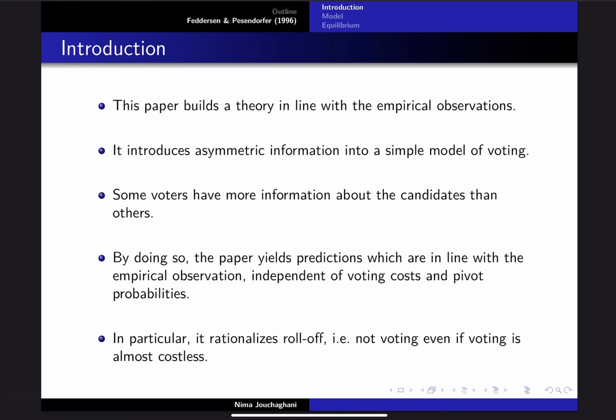So what this paper is doing is basically building a theory which is in line with the empirical observations. It does so by introducing asymmetric information into a simple model of voting. And the asymmetric information is modeled in the following way. Some voters have more information about the candidates and the state of the world than others. Yeah, that's the basic idea.